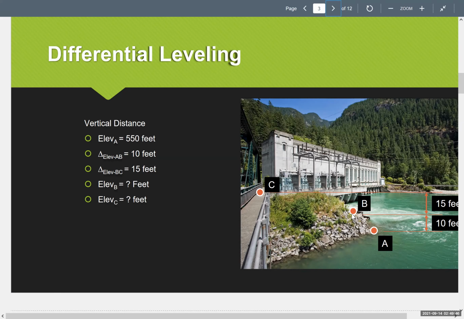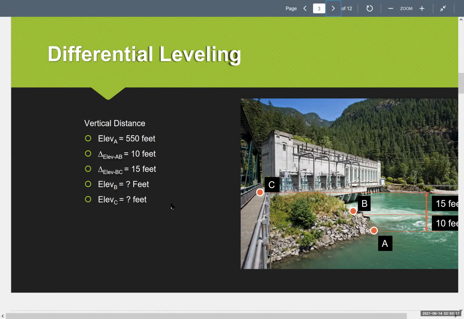Okay, maybe not here. Daniel? Would it be 5 feet? Well, the elevation of A is 550 feet, and the difference between A and B is 10. So what's this elevation? Oh, it would be 560. Yeah, you don't have to answer that with a question mark. You know it. 550 plus 10 is 560. Okay, and then what about the elevation of C, Daniel?